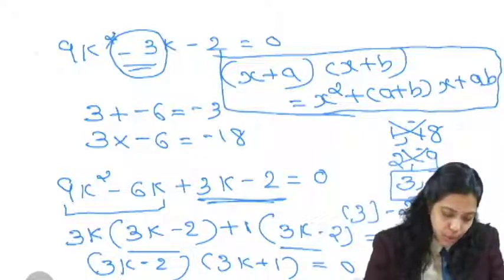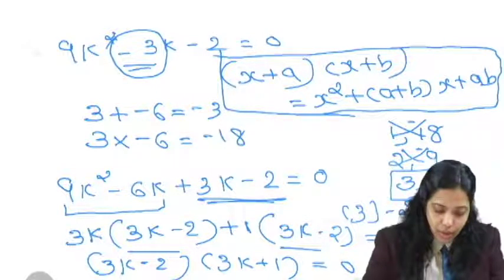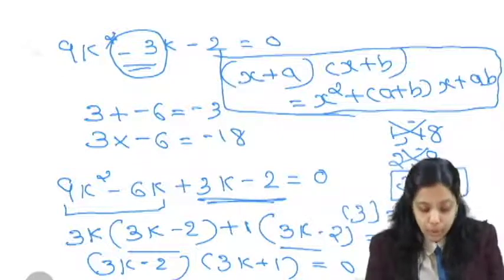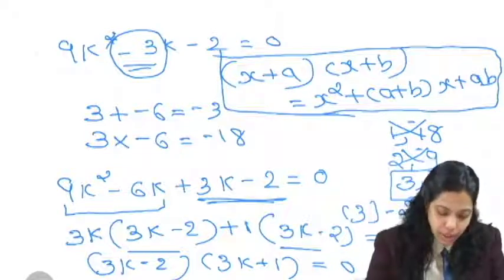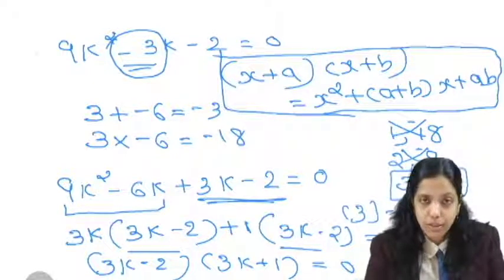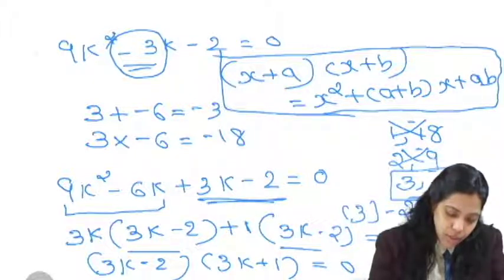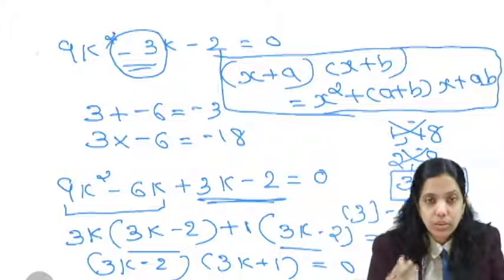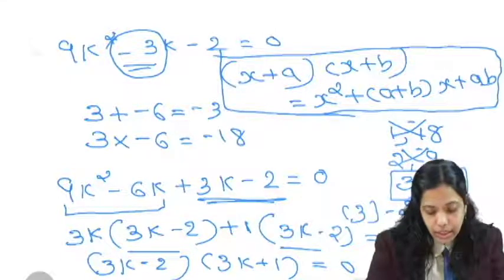So here I am just going to change it to 9k square minus 6k plus 3k minus 2 equal to 0. Now have a look at the first two terms. What is common between both? Definitely 3k is common. We can take it outside. What is left over? 3k minus 2. Now for the third and fourth terms, nothing is common, so definitely 1 is the common factor. We can take 1 as the common factor. 3k minus 2 equal to 0. So here we got 3k minus 2 as the common bracket. Take it outside. 3k minus 2 times 3k plus 1 equals 0.